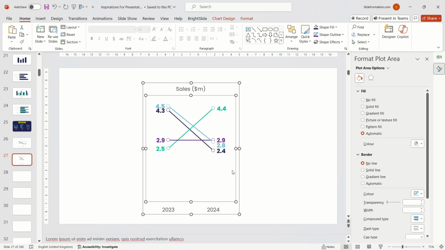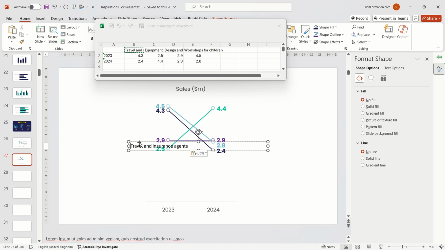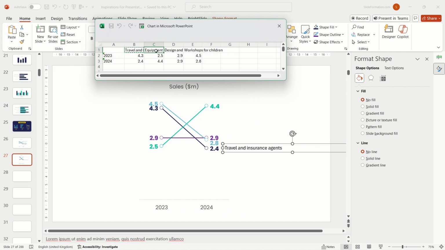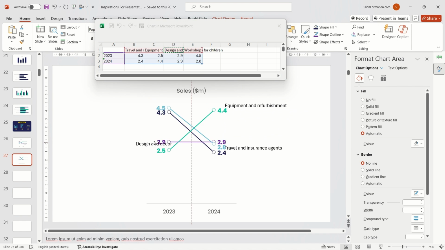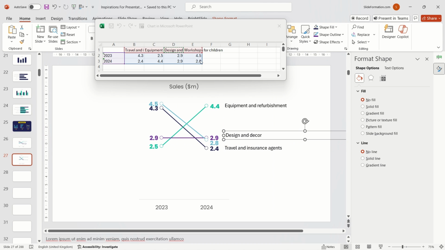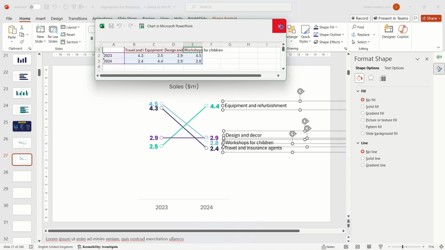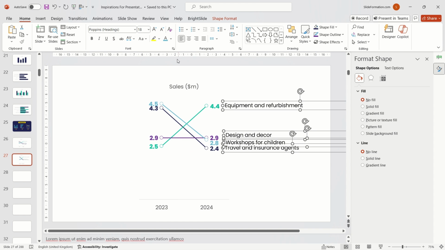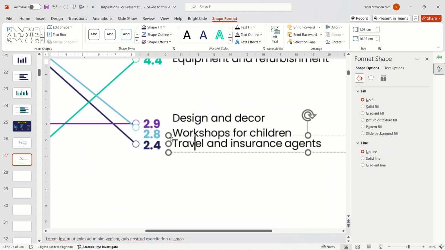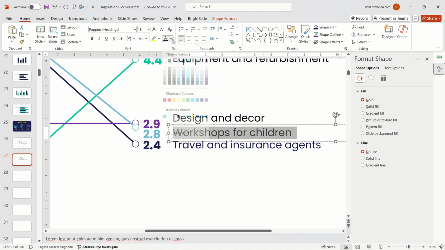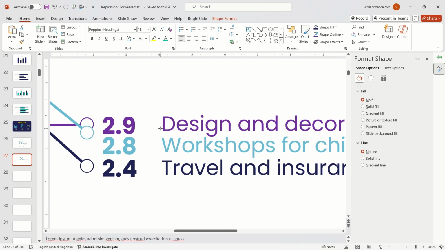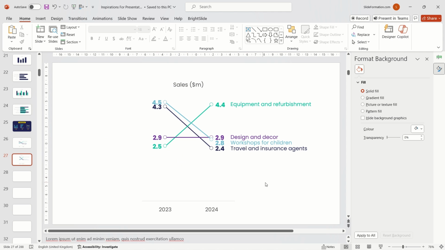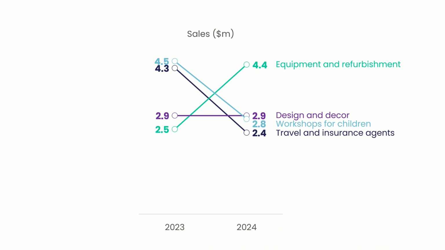This is called direct labeling instead of using legends. Legends are inefficient and don't help the audience understand the chart quickly. So my advice, avoid legends. Instead, use direct labeling. So copy the labels from the Excel file and format them with proper colors. This is how it looks after all these adjustments.